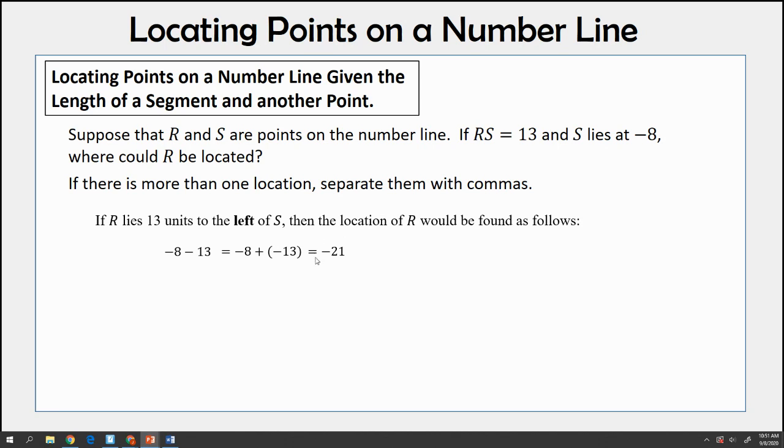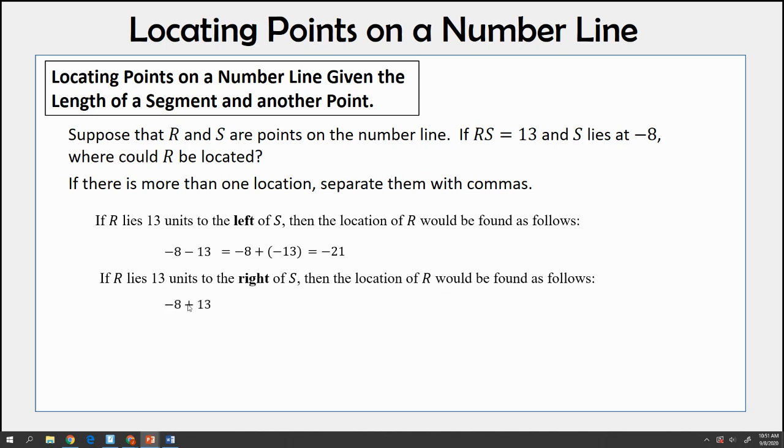So the location of point R could be at negative 21. Now, if I want to take R and go 13 units to the right of S, which is the other possible location, then I would take negative 8 and add 13. So that would be at positive 5.